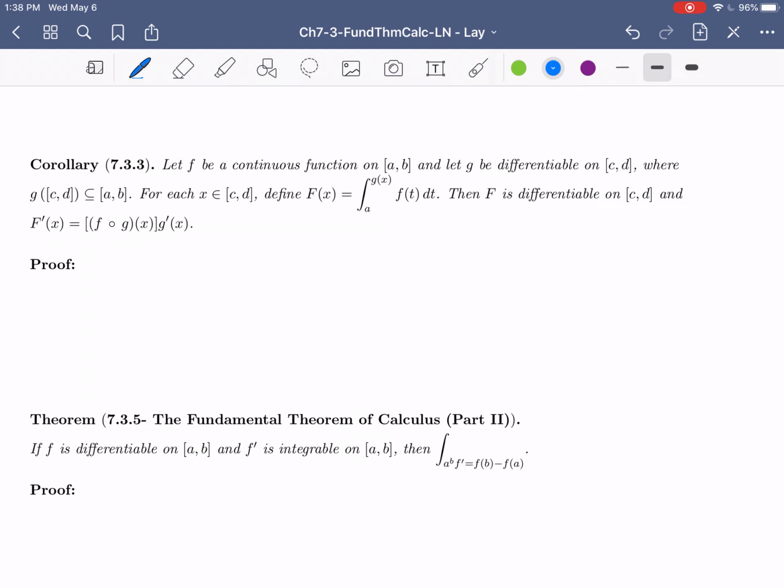So this corollary that we're going to take a look at says: we're going to let f be a continuous function on the closed interval a to b, and g is differentiable on c to d. If the range of g over that interval is a subset of that closed interval a to b for every single x in [c, d], we can define big F of x in this way.